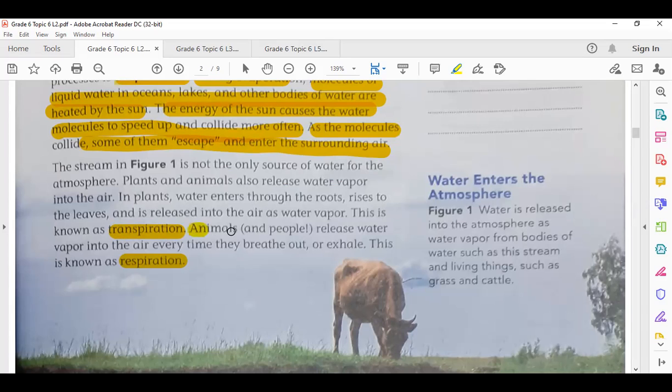In animals and people, animals and people release water vapor into the air every time they breathe. When I breathe, look, I inhale. Now when I exhale, I am losing water vapor. So whenever you exhale, you release water vapor into the atmosphere. This is called respiration.